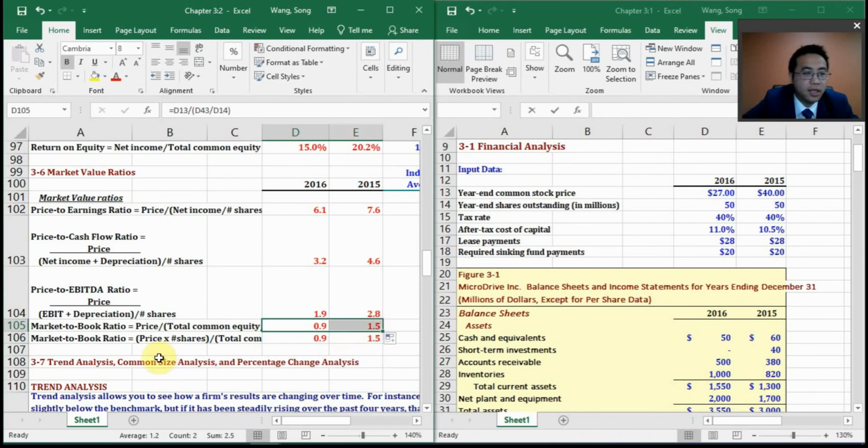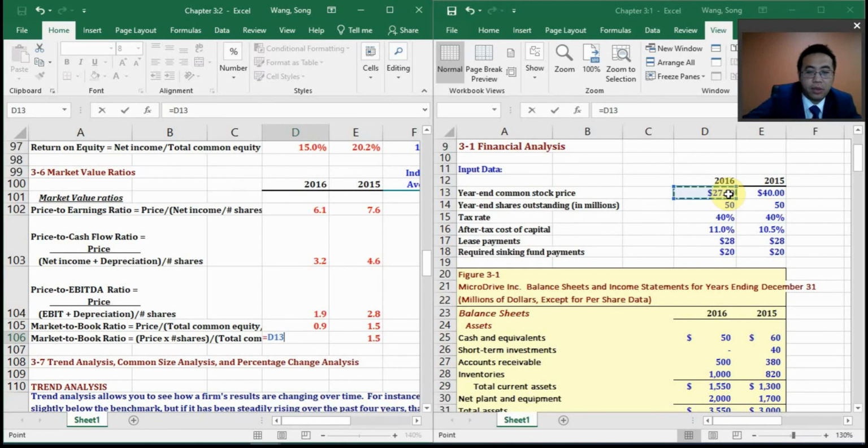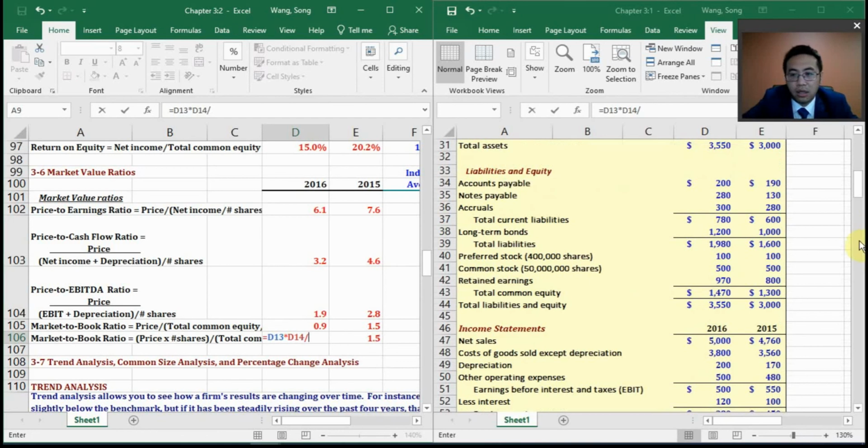And if I calculate the M to B ratio at the firm level, then I will first need to get the market value of the firm, which is the stock price multiplied by the number of shares, and the whole thing will be divided by the total book value at the cumulative level, which is the common equity.